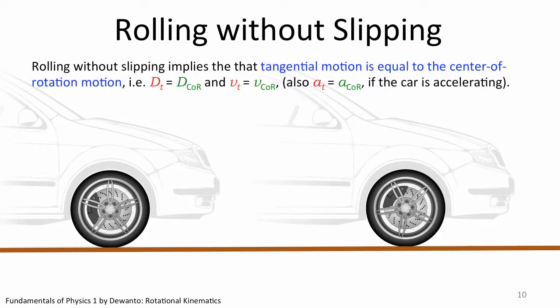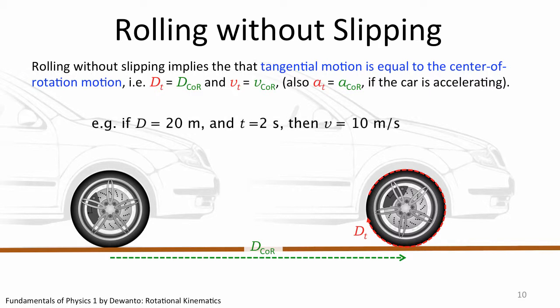That means if the tire has turned by, say, 20 meters, of course given the radius of the tire we can compute its circumference, and we can then compute how many times the tire has turned to accomplish 20 meters. But let's say the tire has turned 20 meters. The center of rotation of the tire, which also means the car itself as a whole, has also moved by 20 meters. If the process takes 2 seconds to complete, for example, that means both the tangential speed and center of rotation speed of the tire is 10 meters per second. The car travels at 10 meters per second as a whole. That is, both the tangential and center of rotation speed of the tire are the same.